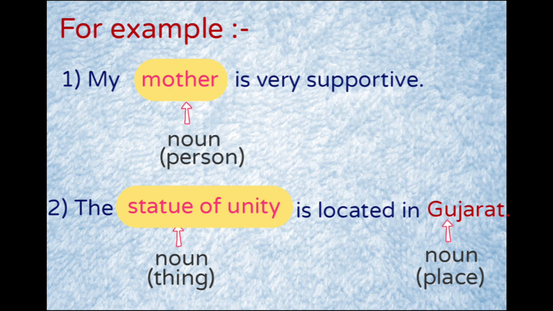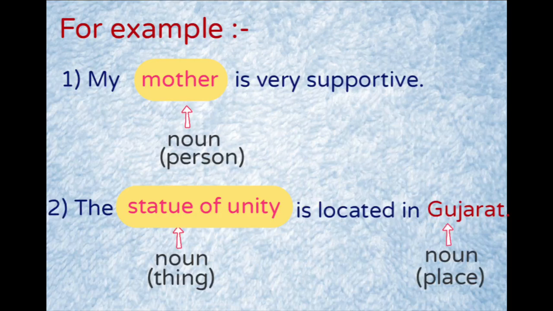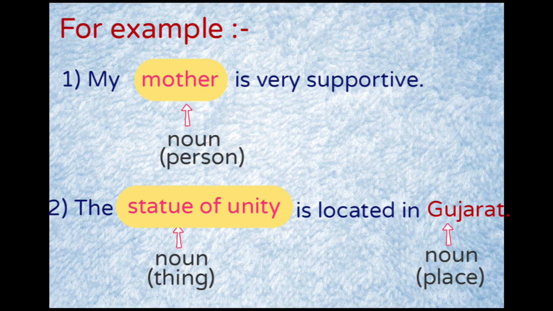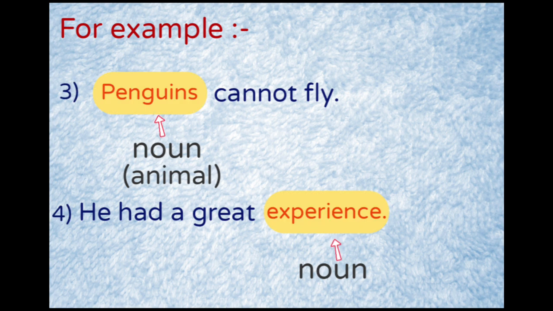So don't assume that there will be only one noun every time in the sentence. There might be more than one noun present in the sentence. So here, the Statue of Unity is a noun as it is a thing. And also Gujarat is a noun as it is a place. Okay? So let's have a look at the third example. Penguins cannot fly. Here, what is the noun? Penguins, right? Because it is an animal.